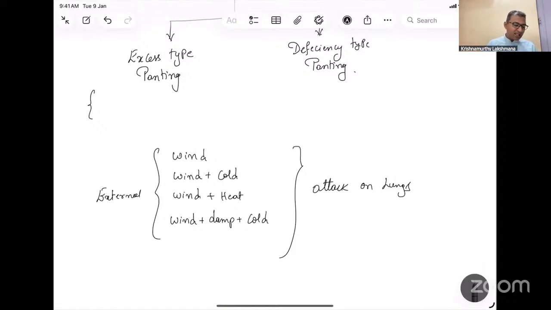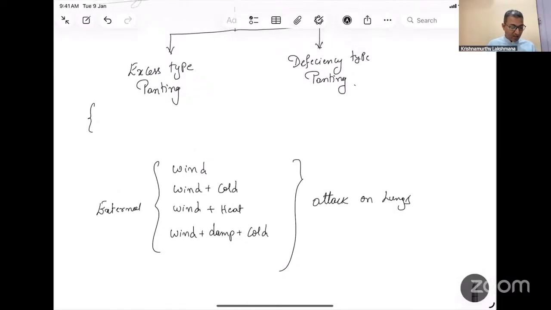So sir says this excess type is wind cold attack on lungs. These are the external points sir has given. You can see the book. External wind plus cold attack on lungs. Okay.